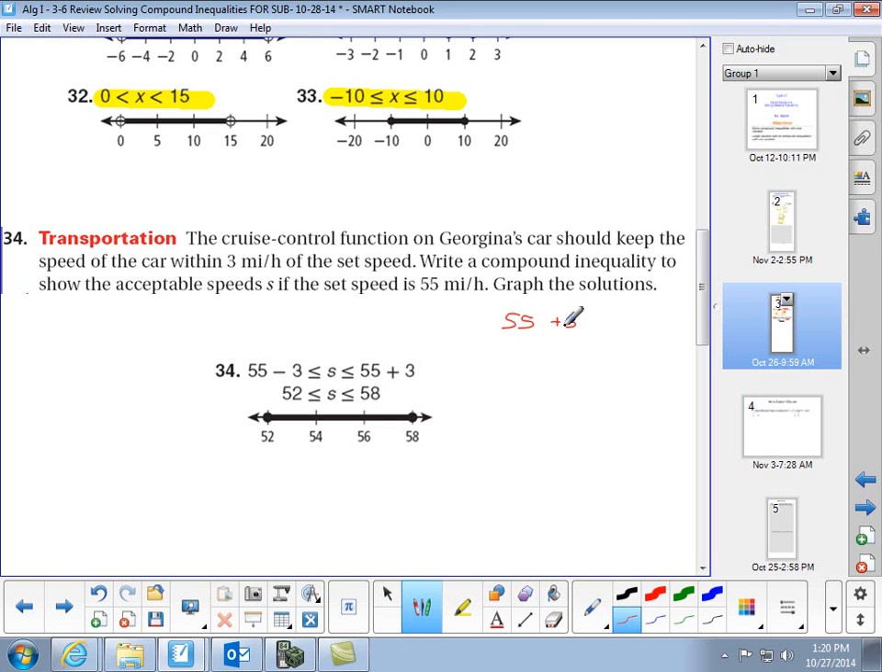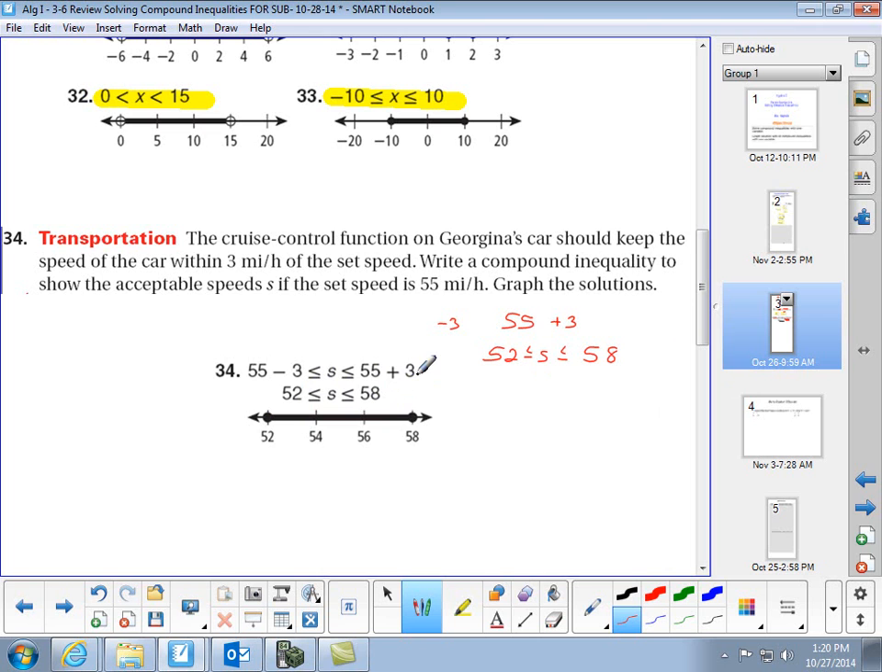So it can be +3 and it can be -3. So if you add 3, you get 58. If you subtract 3, you get 52. And your speed has to be everything between those two measures. So that's where we got 52 is less than or equal to S, which is less than or equal to 58. So we can solid circle that, and they're saying your car's cruise control will keep you anywhere from 52 to 58.